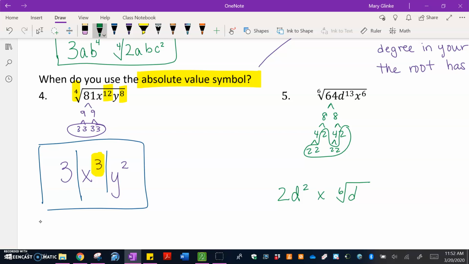So I have an even index. The D's are not going to need the absolute value because it starts as an odd. I have to check if it's an even and an even on the inside, which means I have to check for the X's. I took out one X, which is an odd number, so the X needs the absolute value symbol. So there you have it for simplifying radicals.